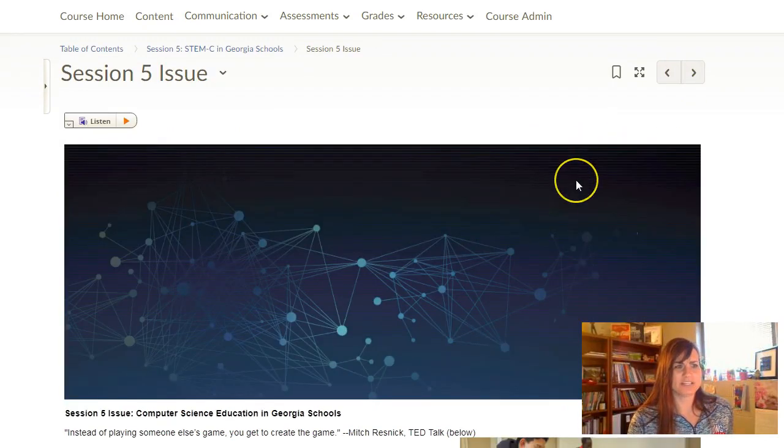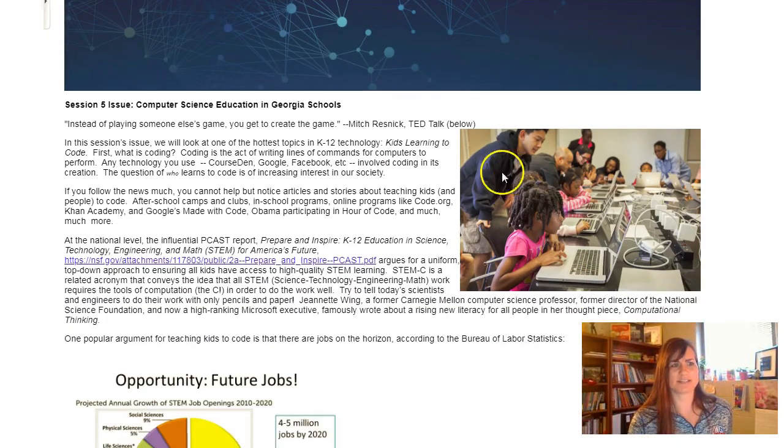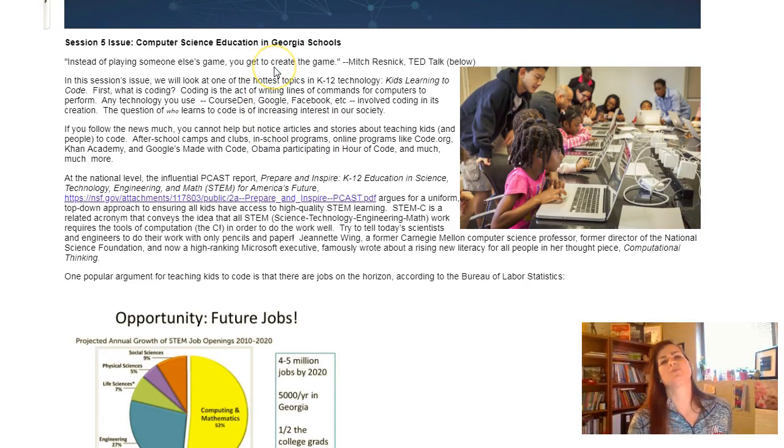Then we'll move on to the Session 5 issue, which of course is computer science education in Georgia schools. And so how does this play a factor into what's taught in schools? When is it taught? When is it introduced? And is it considered to be what we call an elective, or an additional course, versus right aligned with math and reading and social studies and science, because it is technically computer science.